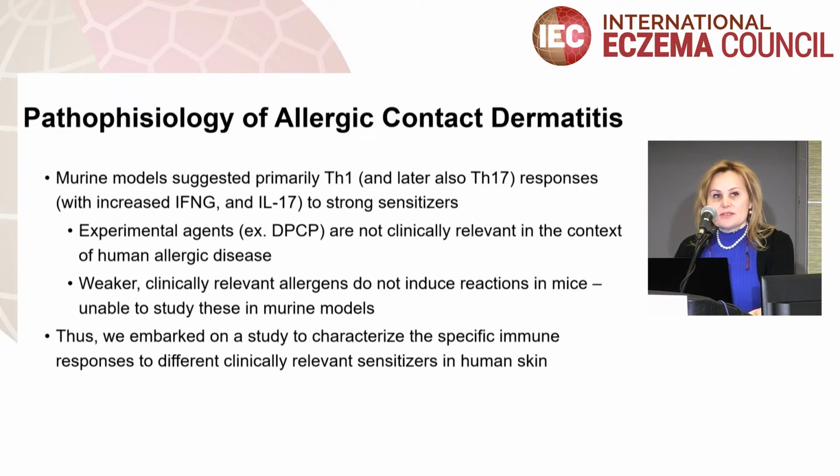So what is the pathophysiology of allergic contact dermatitis? When we did our study in contact dermatitis, there were only murine models that were available at the time, and they suggested the primary Th1 pathogenesis and later also Th17 pathogenesis with increases in interferon gamma and IL-17, and those studies were with very strong sensitizers such as DPCP, DNCB, and we need to remember these allergens are not really relevant to our human patients.